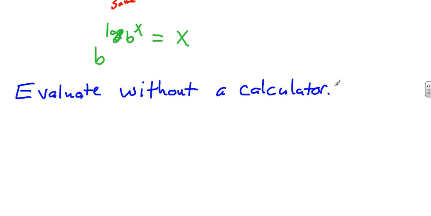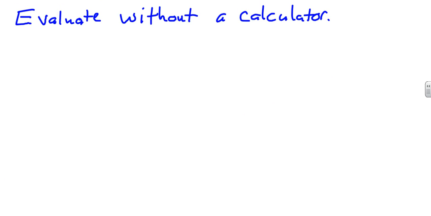So 3.2 is really everything without a calculator. In 3.3, we'll turn around and show you how to use a calculator so that when those things show up, everything will make your life a little bit easier when you go through it.